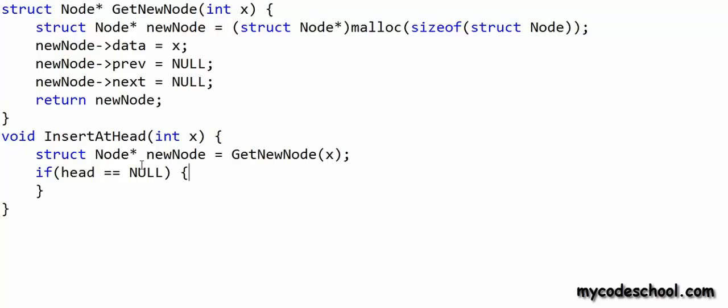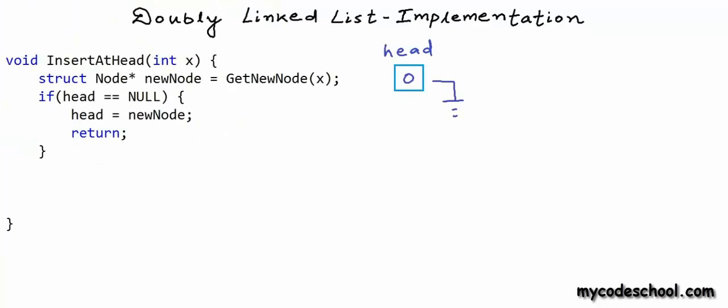Now there will be two cases in insertion at head. The list could be empty, so head will be equal to null. In this case, we can simply set head as the address of new node and return or exit. Things will be clear if I show everything in logical view also.